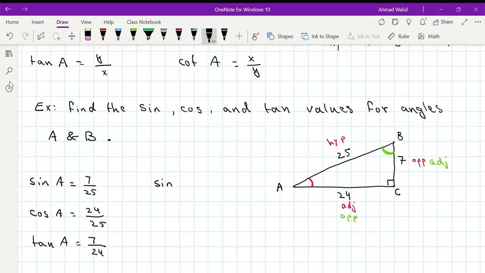Now, sine of angle B equals opposite, which is 24 for angle B, over hypotenuse 25. Cosine of angle B equals adjacent, which is 7, over hypotenuse 25. Correct? And tangent of angle B equals opposite, which is 24, over adjacent 7.